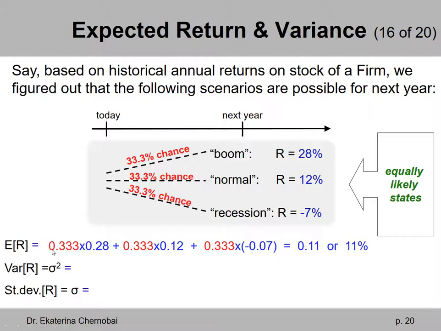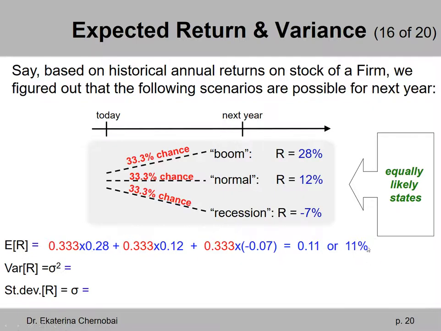In decimals, you would do 0.333 multiplied by 0.28. Then you add the same product but for the normal state. The probability times the return, 0.333 times 0.12. And then finally, you will add the product for the last state of the economy, the recession. The probability of recession times the return in recession, 0.333 times negative 0.07. The sum of these three products, covering the three states of the economy, gives 0.11, which is an 11% expected return.